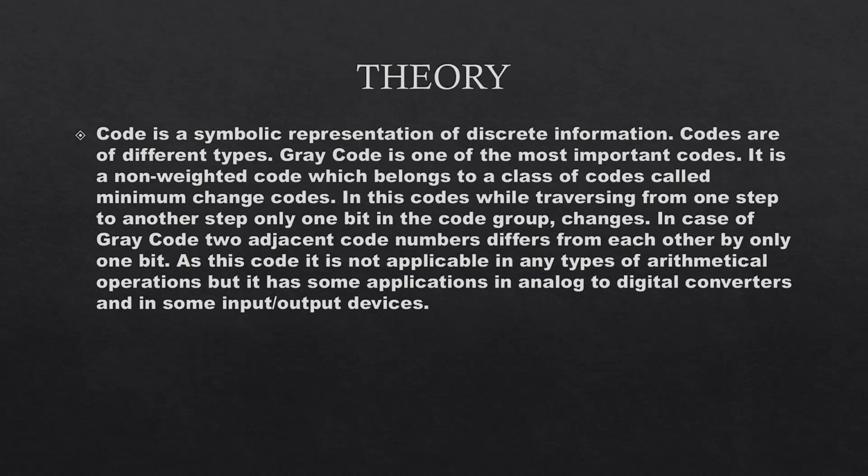Codes are of different types. Gray code is one of the most important codes. It is a non-weighted code which belongs to a class of codes called minimum change codes. In this code, while traversing from one step to another step, only one bit in the code group changes. In case of gray codes, two adjacent code numbers differ from each other by only one bit.